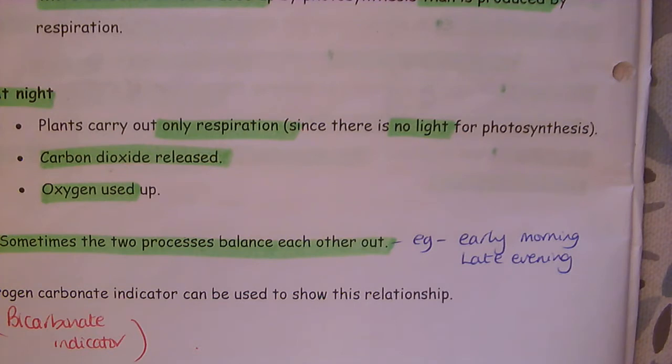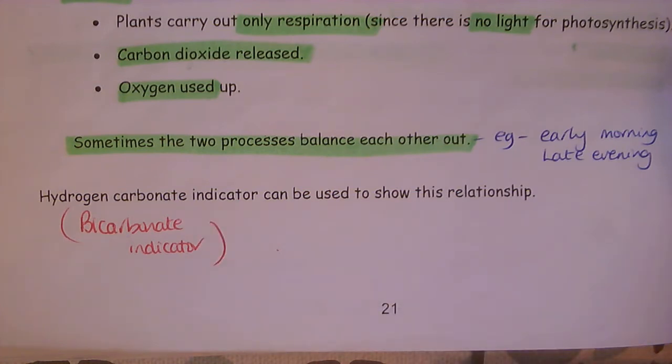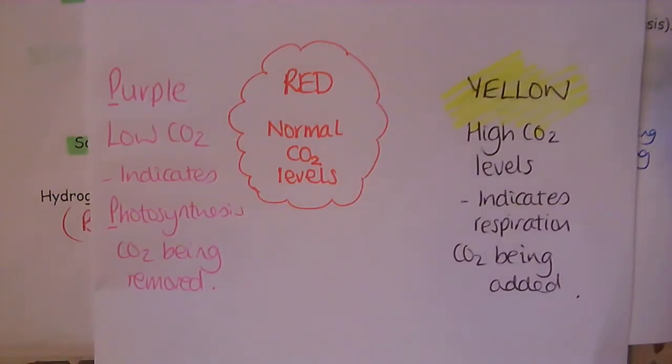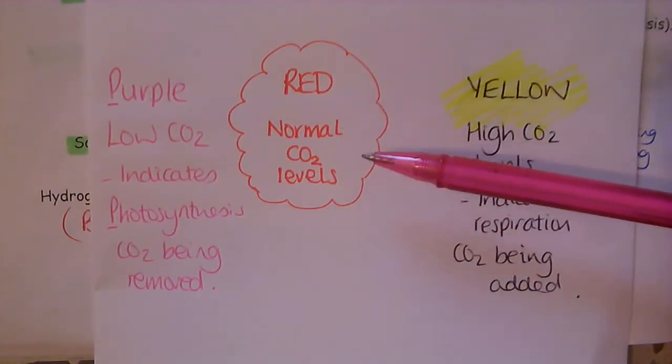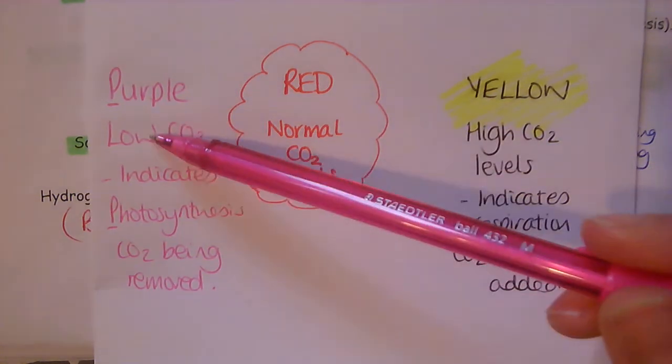Now, if we wanted to monitor the amount of photosynthesis and the amount of respiration going on in the plant, we'd have to use a chemical called hydrogen carbonate indicator. Now, hydrogen carbonate indicator is sometimes called bicarbonate indicator. It's the same thing, and it changes colour depending on whether there's lots of carbon dioxide about or not very much about. So if we look at the colours that the bicarbonate indicator will go. Under normal conditions, bicarbonate indicator is red in colour. So under normal atmospheric carbon dioxide levels, the indicator will be red. But it can change purple or it can change yellow.